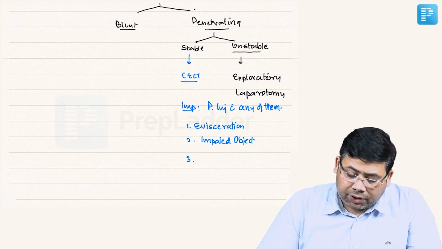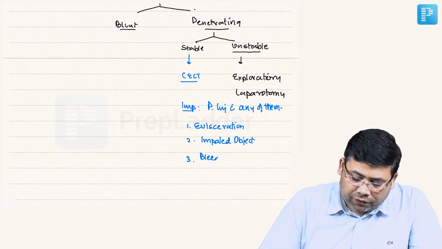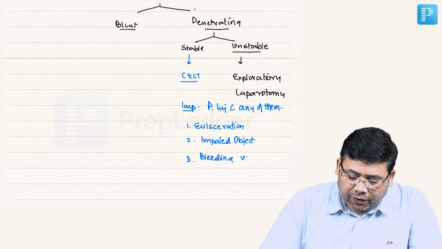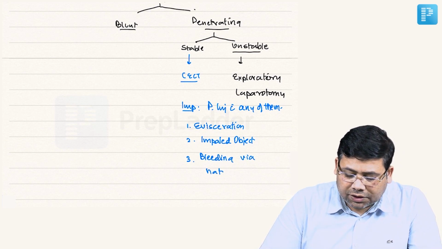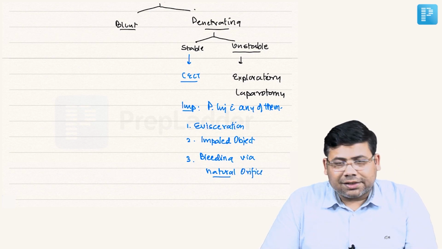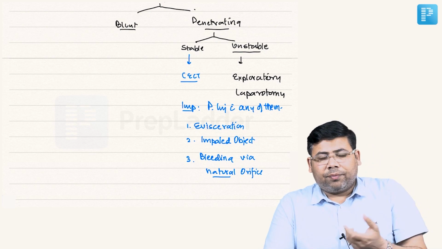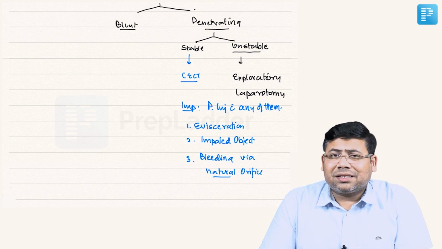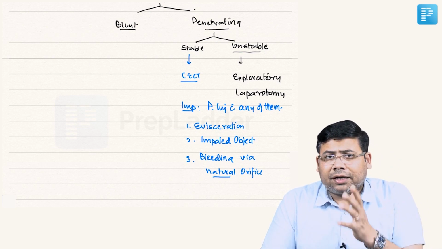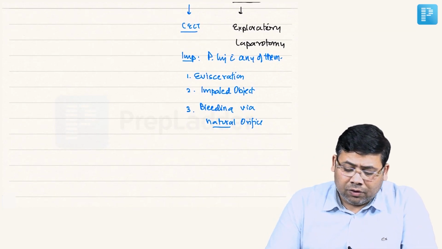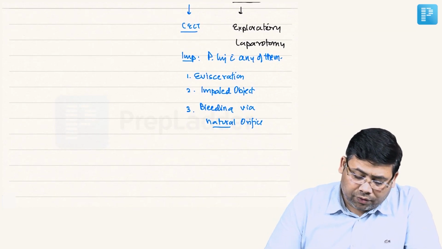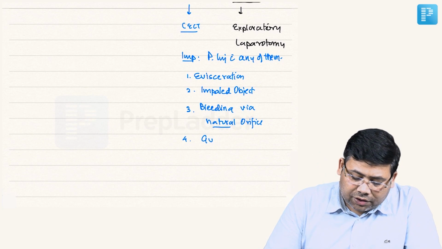Evisceration, impaled object, and bleeding via a natural orifice. This is again very important. Someone has stabbed the patient over the abdomen and the patient is having bleeding PR. That means there's a breach of the GI tract. That is why the blood is trickling down. So breach is very important. The fourth is a patient with a gunshot.